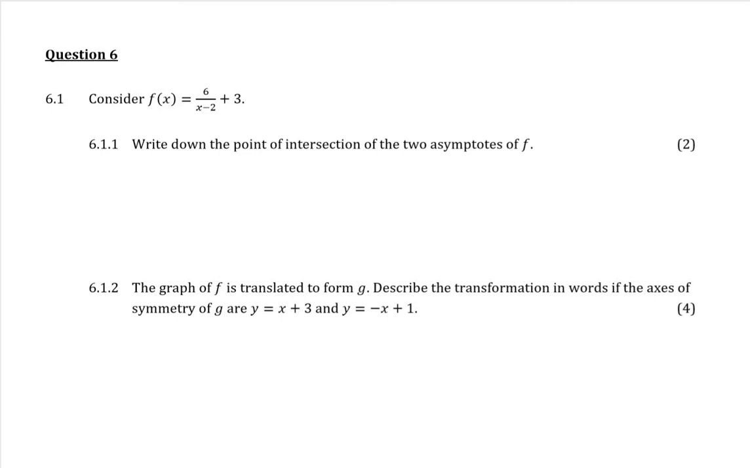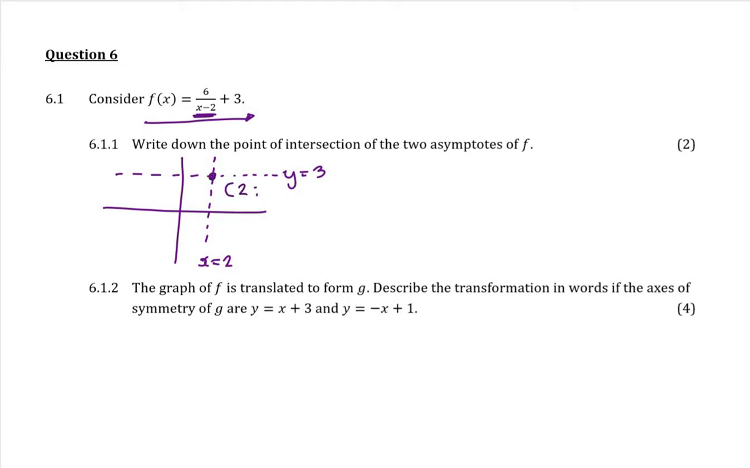Right, so question 6.1 says, write down the point of intersection of the two asymptotes of f, and you're told that f is the hyperbola given. Even if you wanted to draw yourself a quick graph, you can say the asymptote moved 2 units right, so that will be at x is equal to 2, and the asymptote would have moved 3 units up, so that would be y is equal to 3. So what is this point of intersection? That point of intersection is when x is 2 and y is 3. So a little bit of a picture helped there.